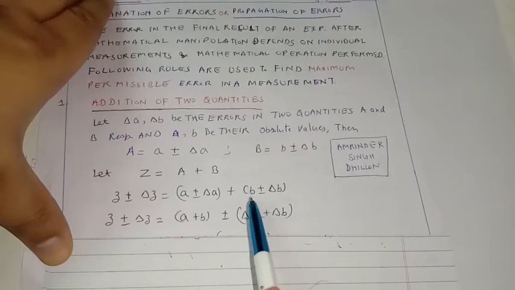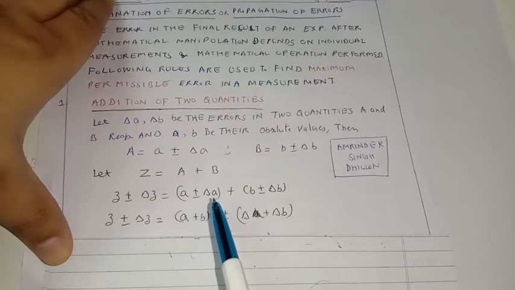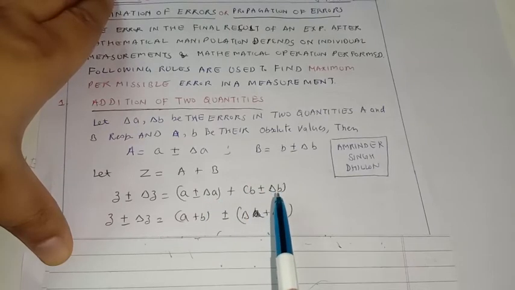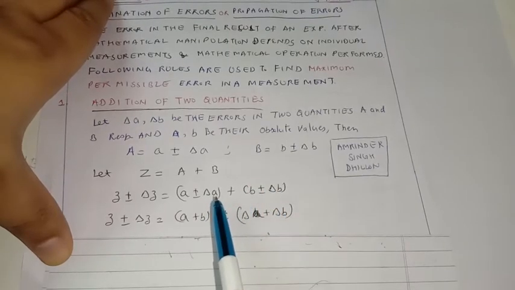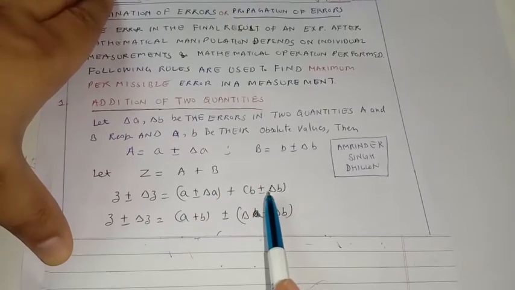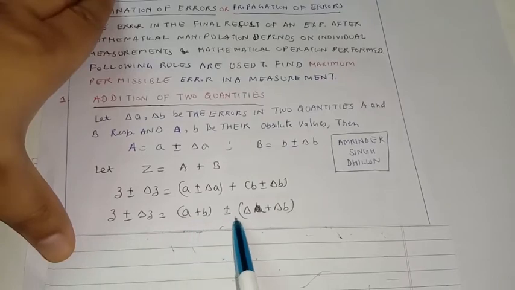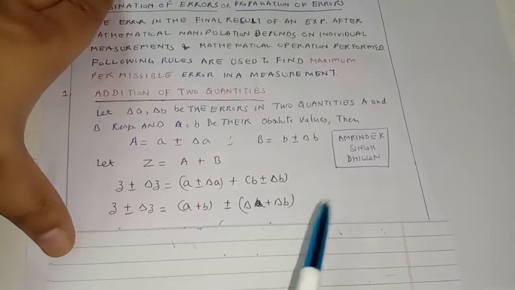By following the rules of addition, we can add two quantities only if they are of the same order of magnitude. So a can be added to b, and delta A can only be added to delta B. We cannot add delta A to b or add a to delta B. That's why Z plus minus delta Z is equal to a plus b plus minus delta A plus delta B.